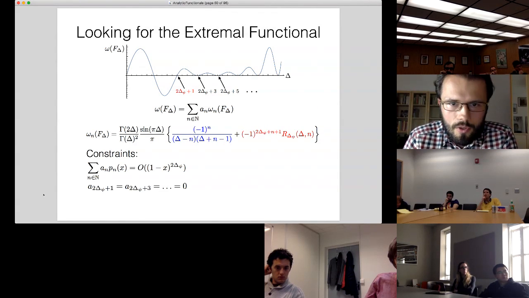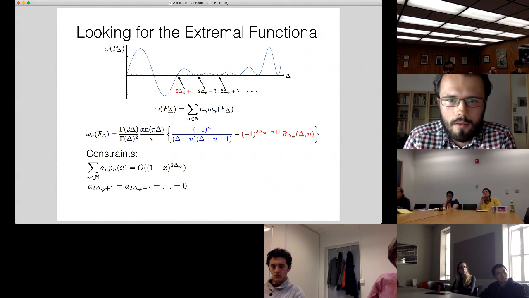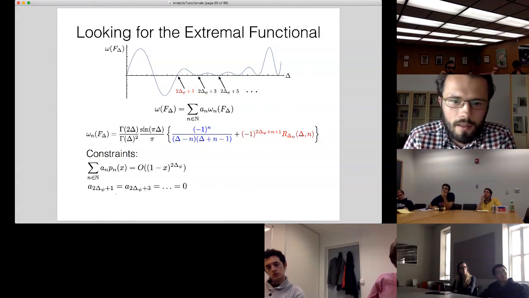Then also, because the value of the functional omega at integer blocks is proportional to the coefficients a, we can immediately conclude that a, where an index corresponds to a zero of the functional or to an operator in the spectrum, must also vanish. So a at 2 delta psi plus 1 and a at 2 delta psi plus 3, etc., are all zero.